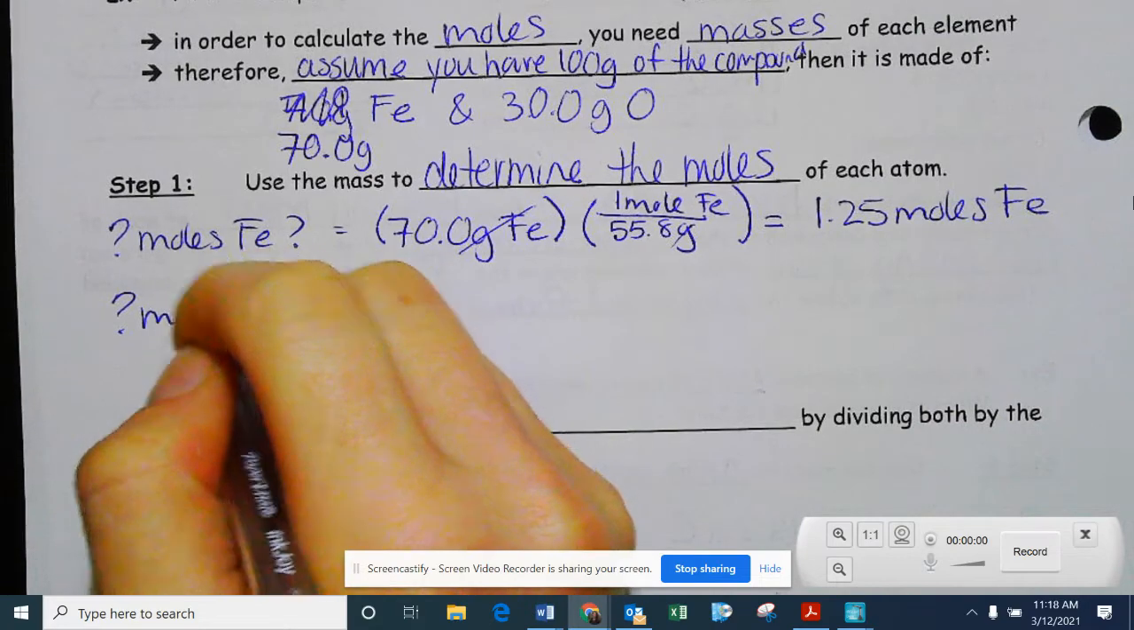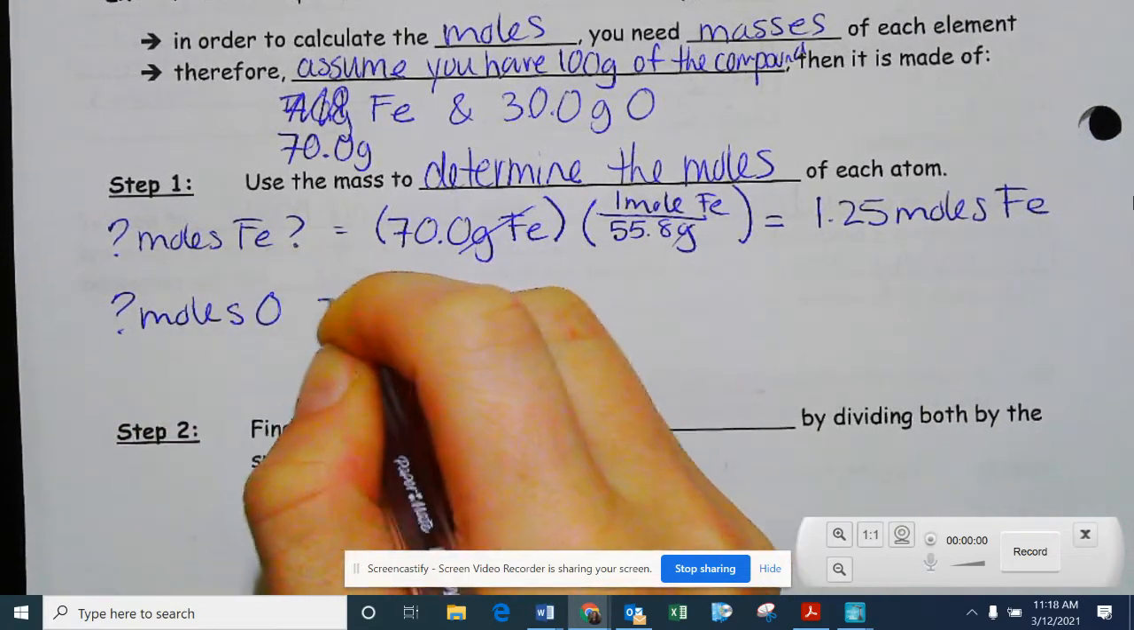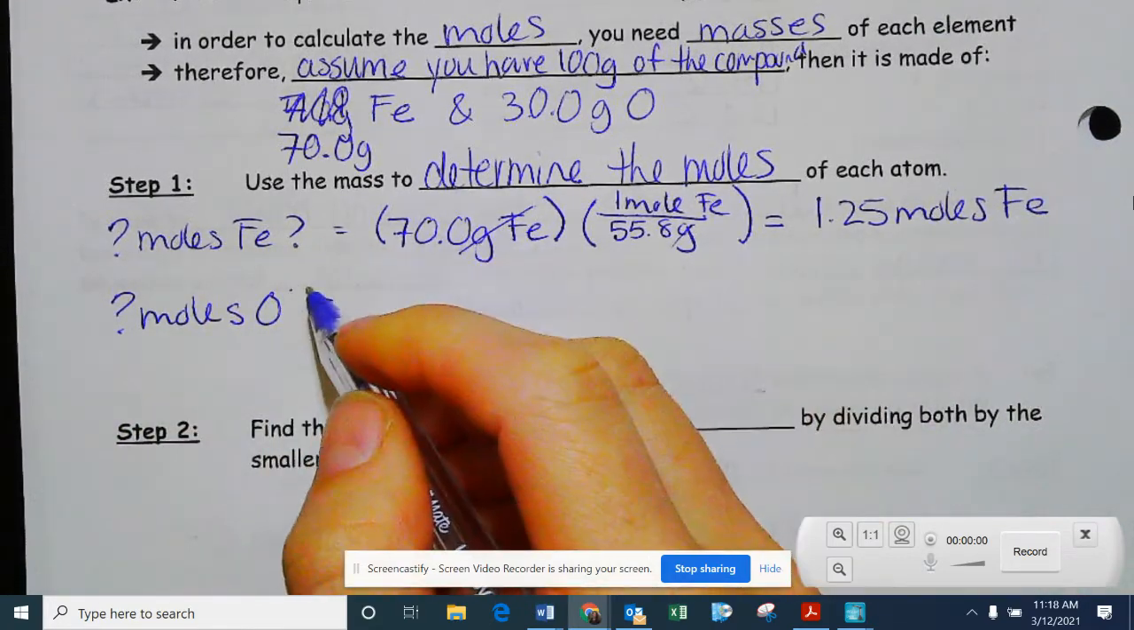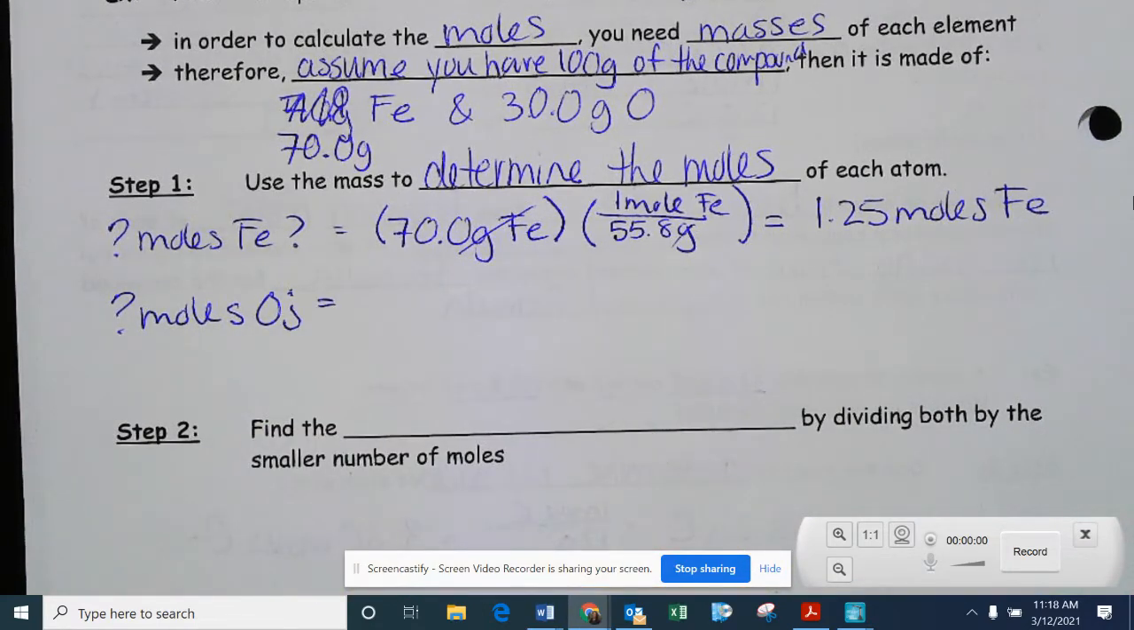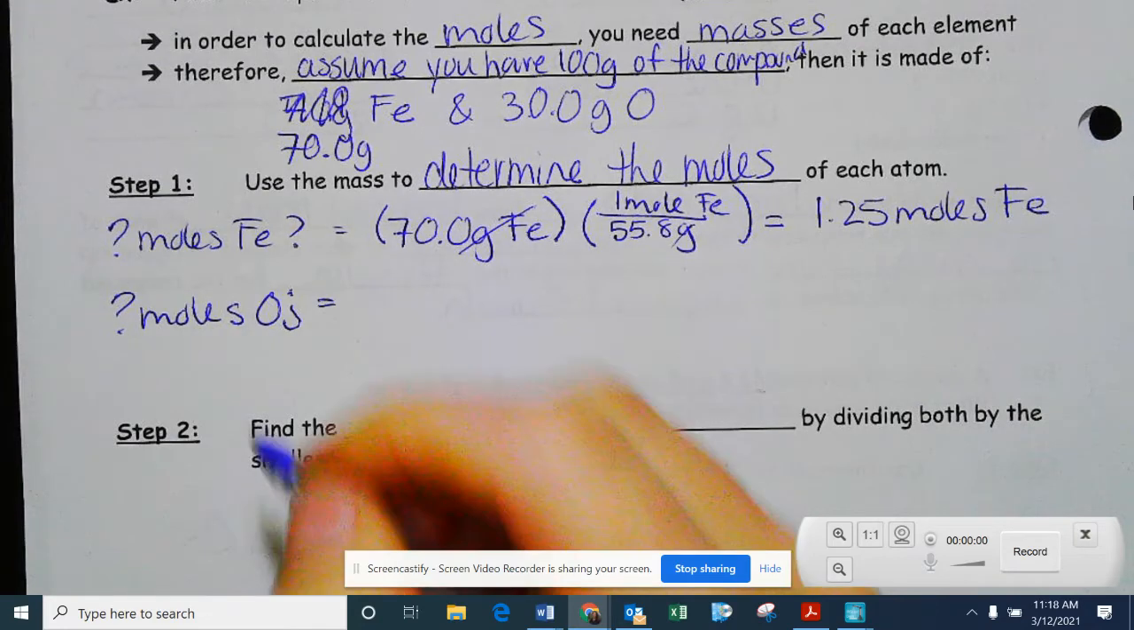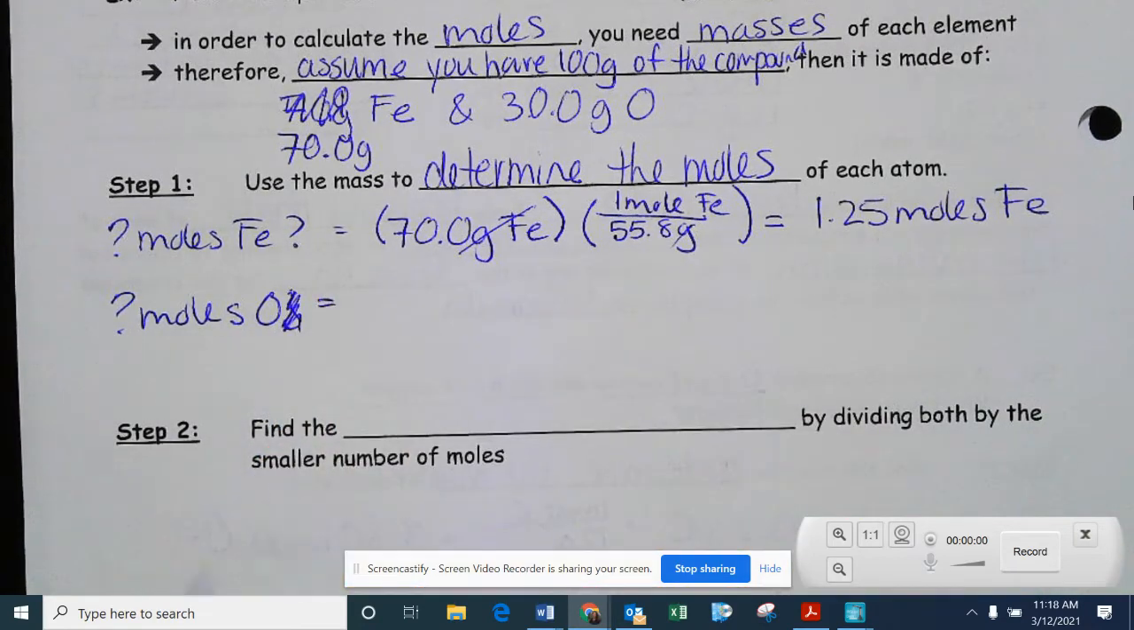All right, next one, we're going to do oxygen. So how many moles of oxygen are there? I want you guys to take a second and figure out how many moles of oxygen there are with a person at your table. Give you a moment to do that.